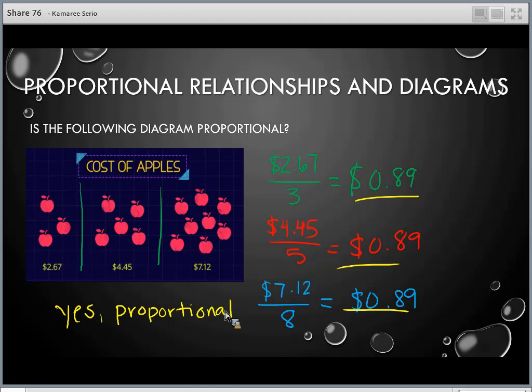Okay, hopefully you're seeing the patterns and how you figure out whether or not a table or a diagram is proportional. Remember, for it to be proportional, all your unit rates have to be the same.